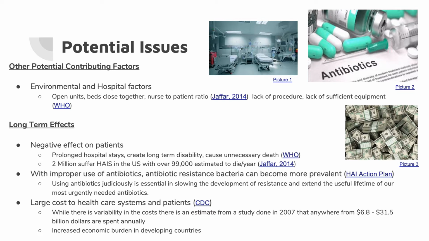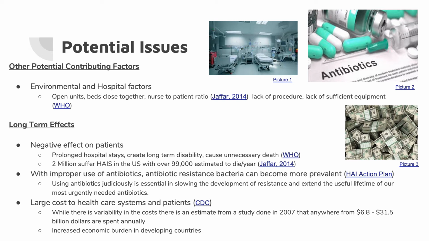Other potential contributing factors include environmental or hospital factors such as open units, beds being closer together, nurse-to-patient ratio, lack of procedures, or lack of sufficient equipment. HAIs can have several different long-term effects. Obviously, there's going to be a negative effect on patients, such as prolonged hospital stays. It can create long-term disability and unfortunately also cause unnecessary death. Two million people suffer from HAIs in the US a year, with over 99,000 estimated deaths per year from HAIs.